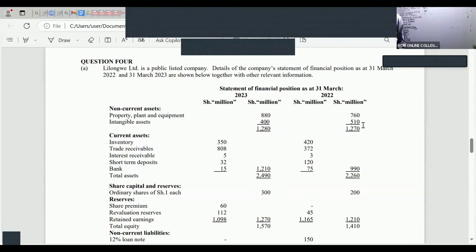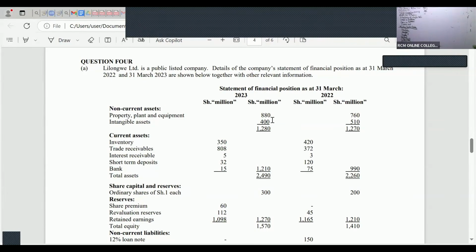The opening balance is 510. And then you can see the closing, the most recent year, we closed at 400. In the additional information, there is nowhere they told us that we sold any intangible asset, or that we bought any new intangible asset. So it means that the reduction of this intangible assets value from 510 to 400 can only be a loss, what we call, ladies and gentlemen, amortization loss.